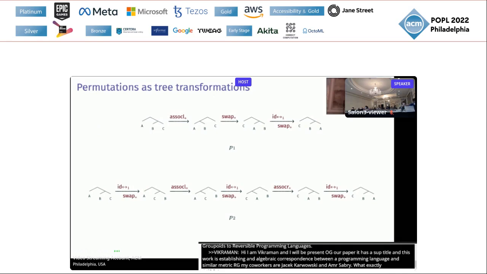So this is P1, and P2 does the same thing, but it takes 5 steps. So it does a swap on the bottom right leaves B and C, making it ACB, then does a left rotation, again does a swap on the left children, then does a right rotation, and then again a swap. So it did a lot of operations, but ultimately both P1 and P2 compute the same permutation.